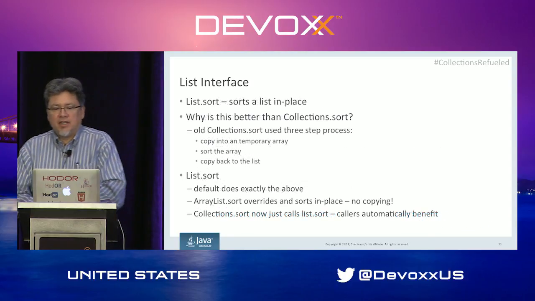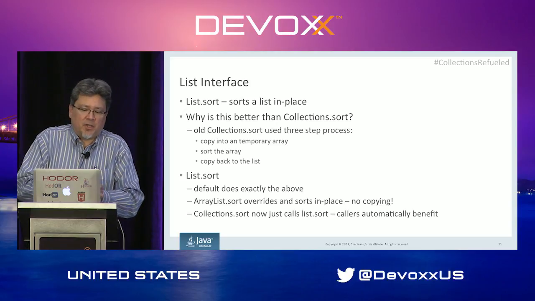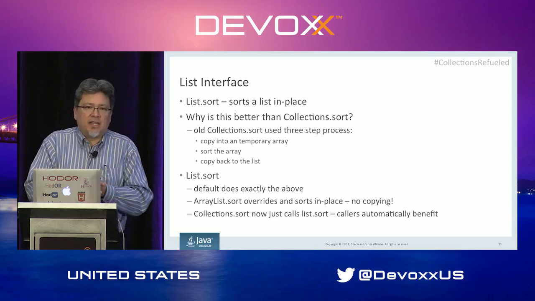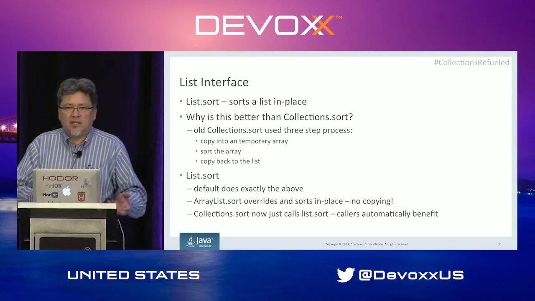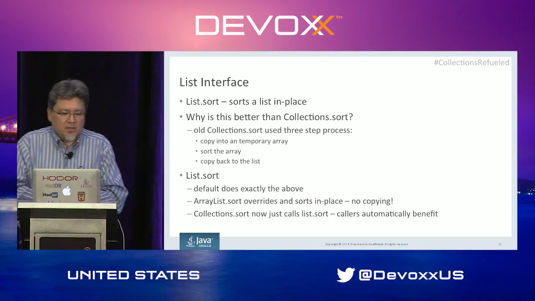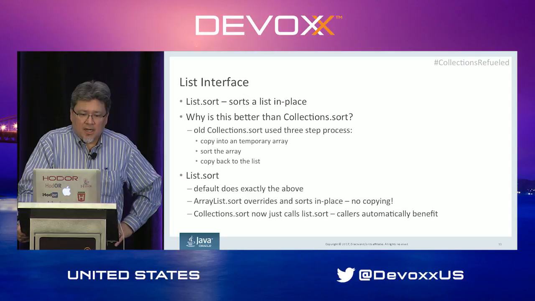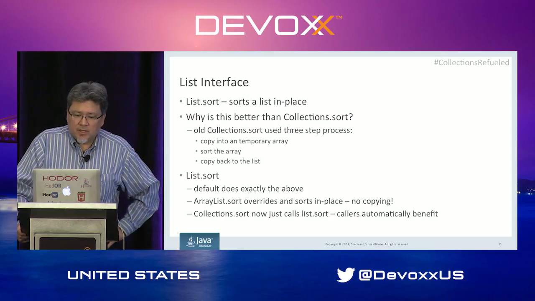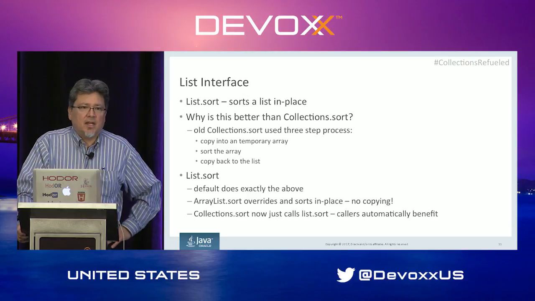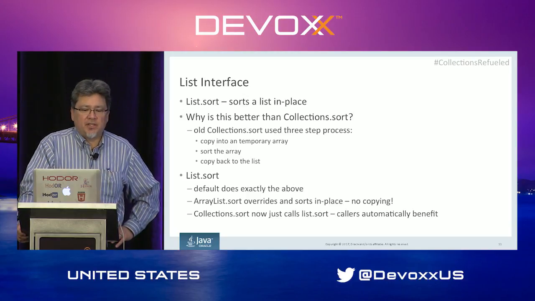All right, so another method that was added to the List interface is sort. Well, big deal. Instead of calling Collections.sort on a list, just call list.sort. What does that buy you? Well, a couple of things. The Collections.sort method had to operate on a list of any implementation of List.